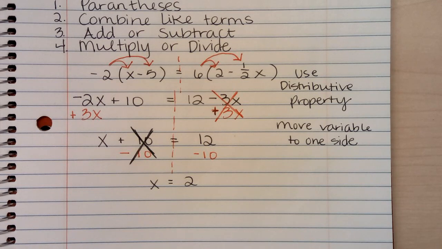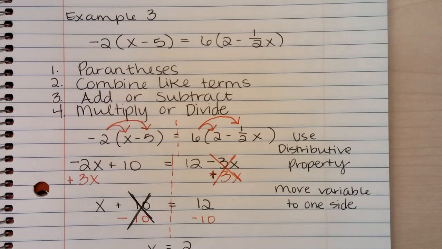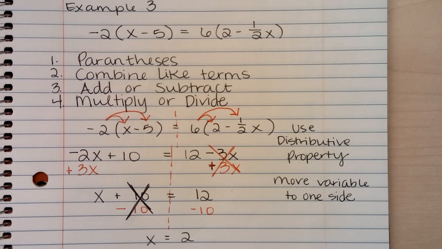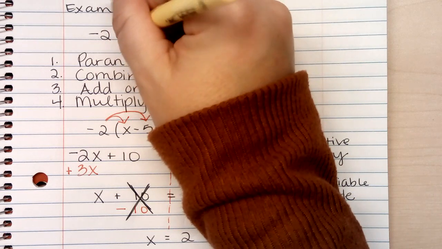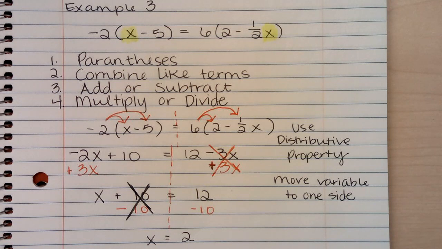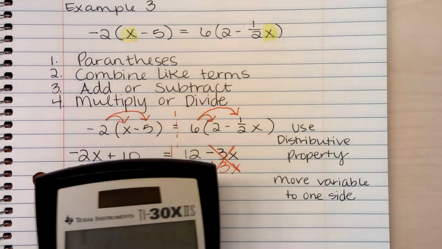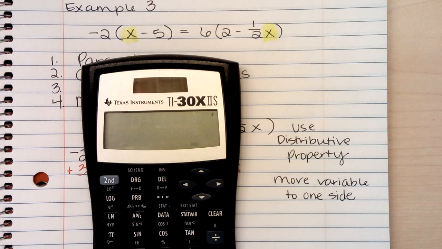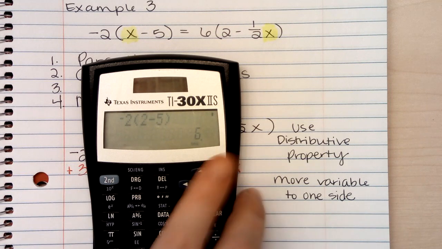All right, so to check this, I'm going to use a calculator. This is a very long problem. I'm going to put a 2 in where I see my x here and here. When I put it in my calculator, I just need to be really careful to put it in exactly how it looks. So I'm going to put in -2, parenthesis. Now instead of x, I'm putting in 2 minus 5, parenthesis. I have to stop there to see what that equals, and I get a 6.